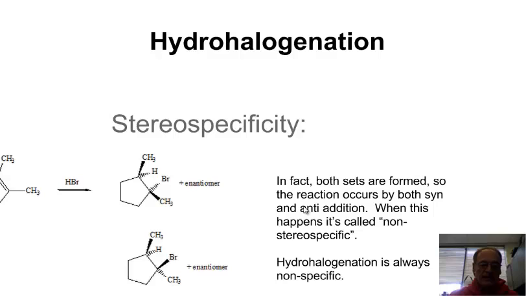In point of fact, both sets are formed about equally in this reaction. So we get both syn and anti-addition. When this happens, it's called non-specific. In other words, it doesn't specify syn or anti, and so you get both. Be aware, other addition reactions will be syn, and some will be anti, and some will be non-specific. This one just happens to be non-specific.